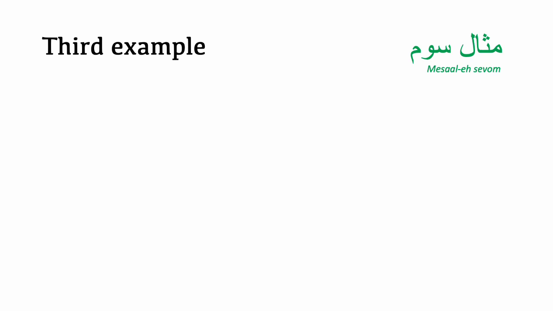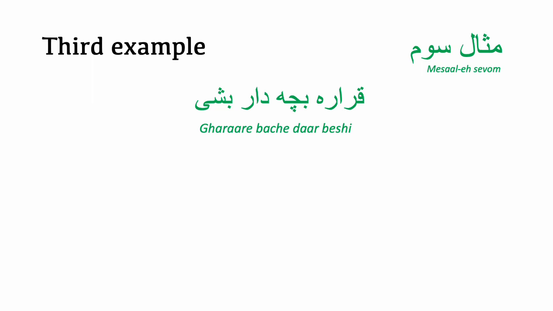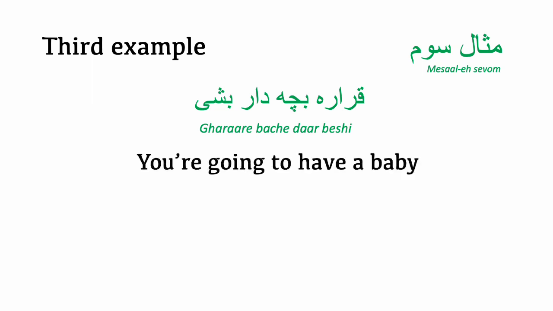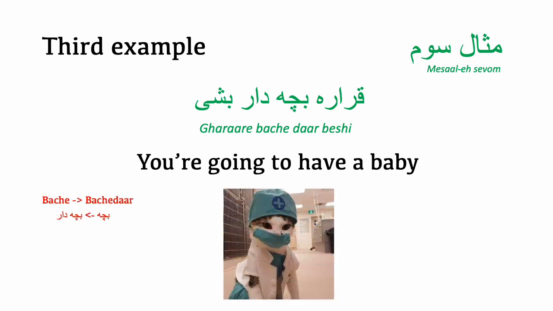Here's one more example from this structure. Imagine there's a girl and her sister at the doctor's office. The doctor comes into the office and he tells one of the girls, قرار بچه دار بشی. You're going to have a baby. بچه, of course, means child. بچه دار means having child or having a child. As you might have guessed, the dar part comes from داشتن, to have. قرار بچه دار بشی. The beshi is the second person subjunctive form of shodan, which means to become.